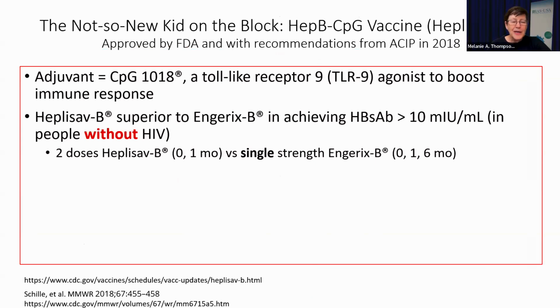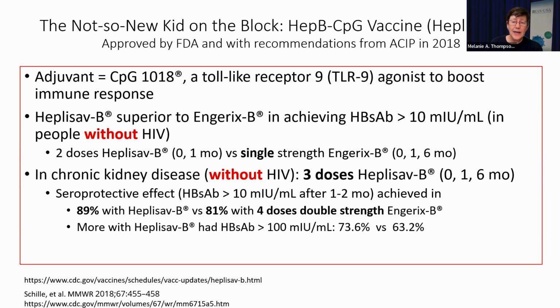So the not-so-new kid on the block, approved in 2018, is Heplisav B. Now, this has an adjuvant that is a toll-like receptor agonist to boost the immune response. And it was found to be superior to Engerix-B in achieving seroprotection in people without HIV. But note, these were 2 doses of Heplisav B versus single-strength Engerix-B, and that's not the way we vaccinate people with HIV.